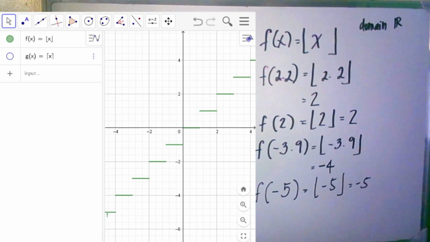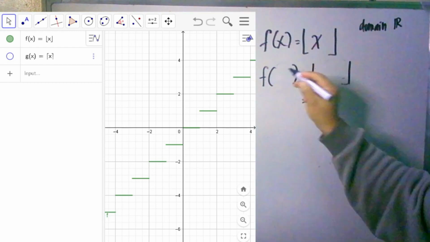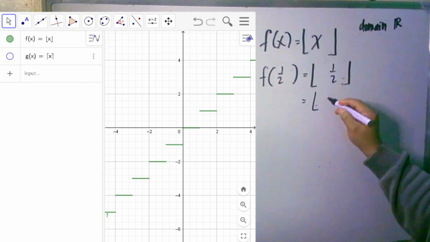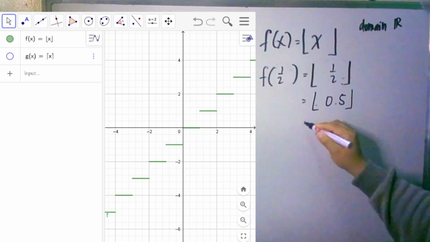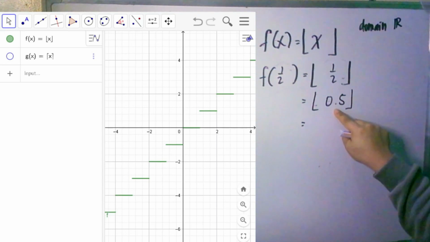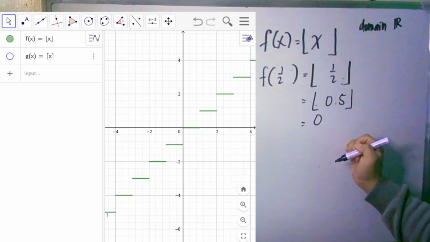Sir, what if yung gagamitin na input? Fraction. So your input is 1/2. Well, what is 1/2? It can be translated or rewritten as a decimal, right? So 1/2 is just 0.5. So there's nothing special here. What is that lower integer that is less than 0.5? 0, sir. That's correct. The answer is 0.